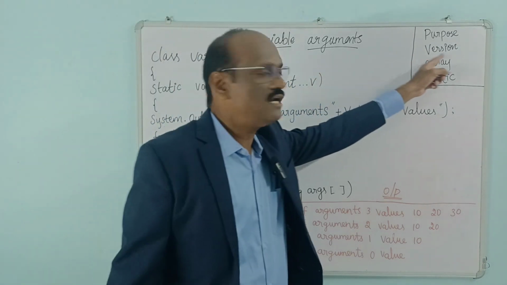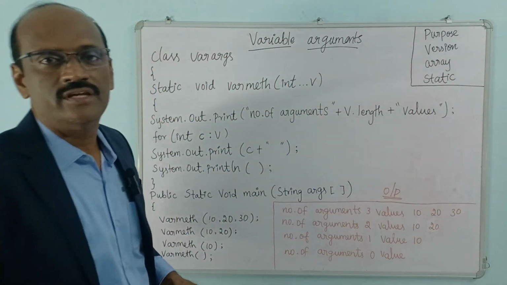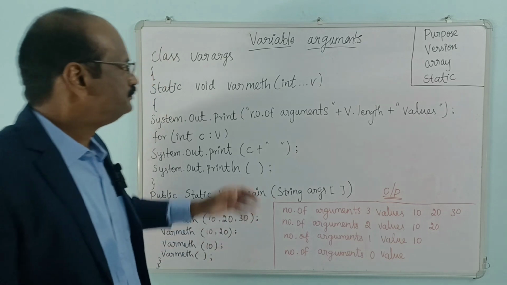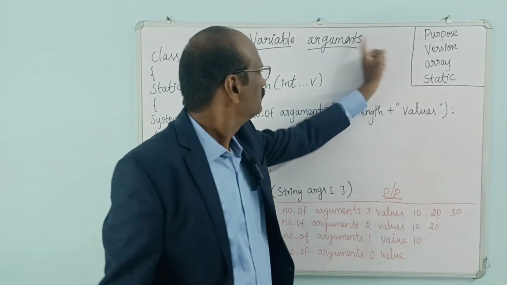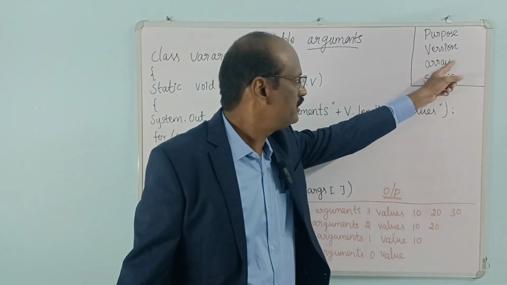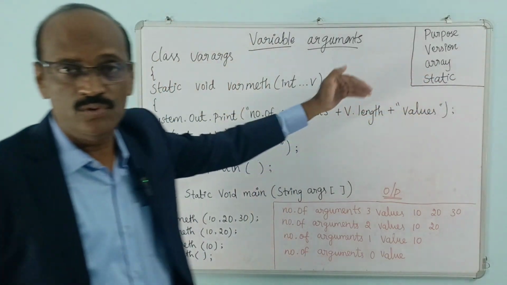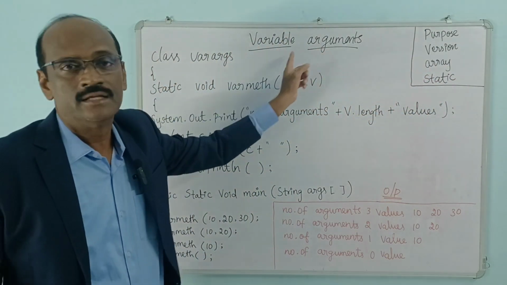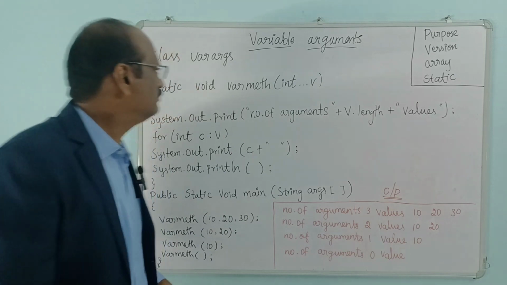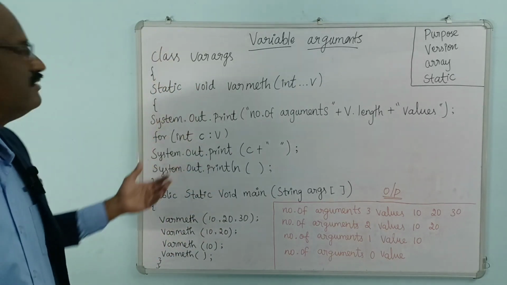From the fifth version of JDK, Java added this important capability. We can implement the concept of variable arguments by using the concept of arrays. By using arrays only, we can implement the concept of variable arguments. Let's move on to the coding, my dear friends.